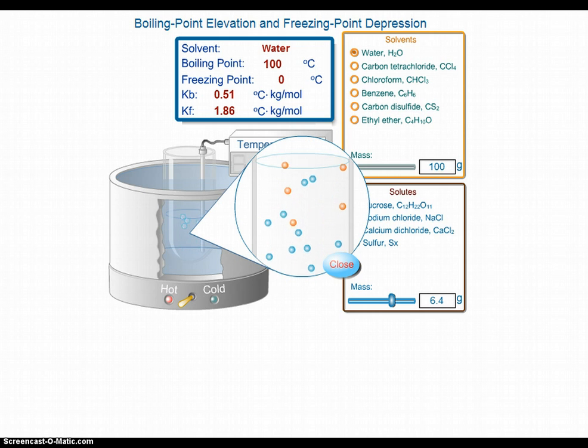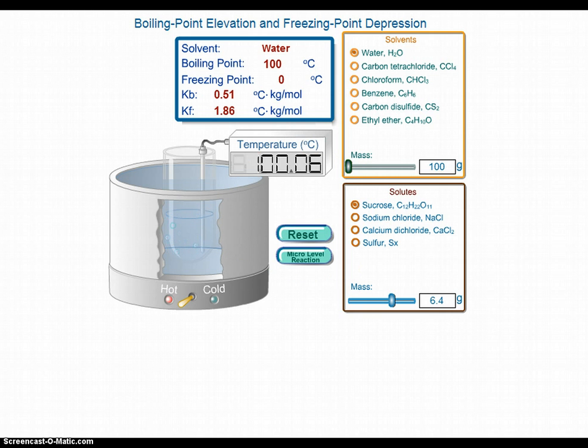If we look at the microscopic view, we see that the orange particles, which are the sugar, are causing some of the water molecules, which are trying to escape into the gas phase, to bounce off of the sugar that's in there. So it's going to have to be at a much higher temperature. It's going to take longer for the water to boil.